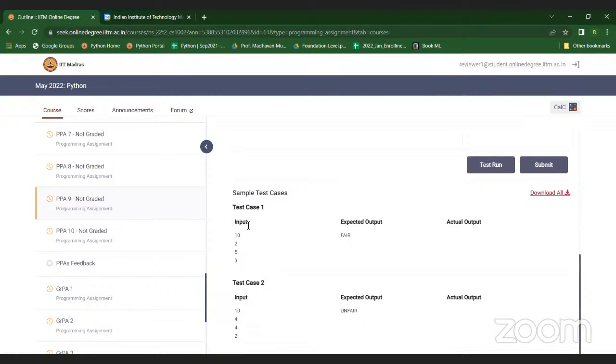Is the first test case clear? Can you repeat once, please? Yeah. So I'll repeat it once more.